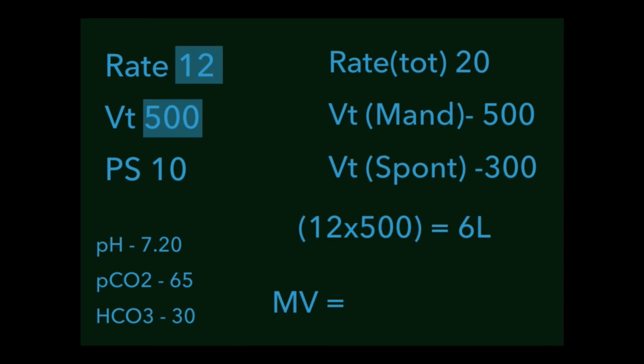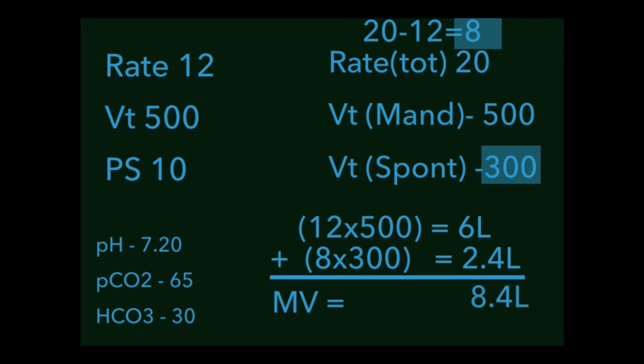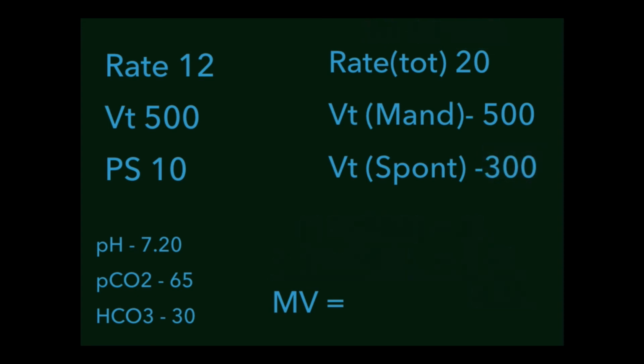In addition, I have some spontaneous breaths. So my total rate is 20 minus those 12 vent breaths. That leaves me with 8 spontaneous respirations per minute. And those spontaneous respirations are at that tidal volume of 300. So those are contributing 2.4 liters towards my minute ventilation. So currently, my minute ventilation is 8.4 liters. Now, what can I adjust to get this minute ventilation higher?